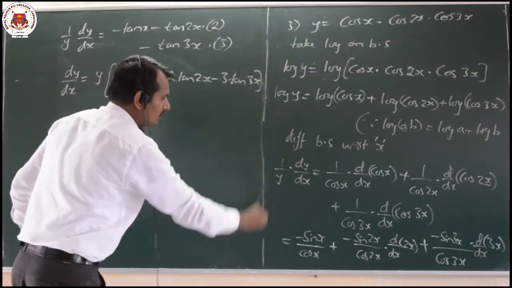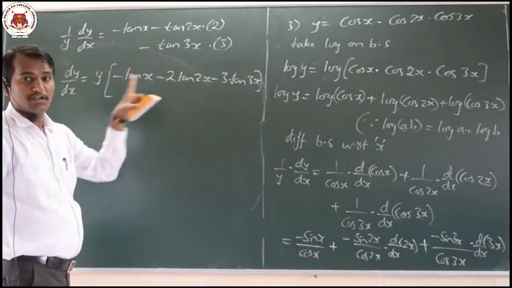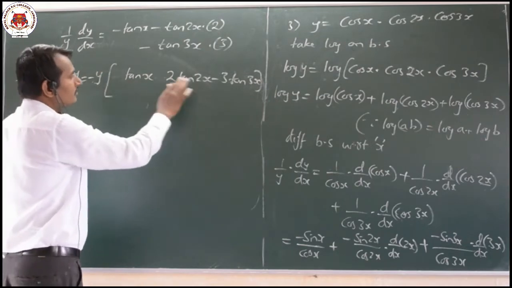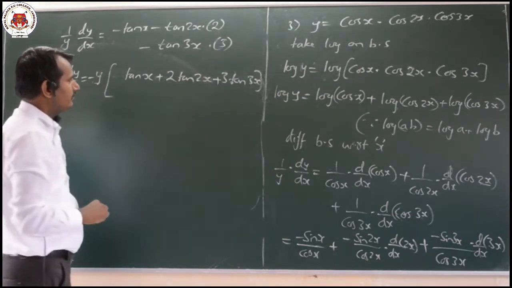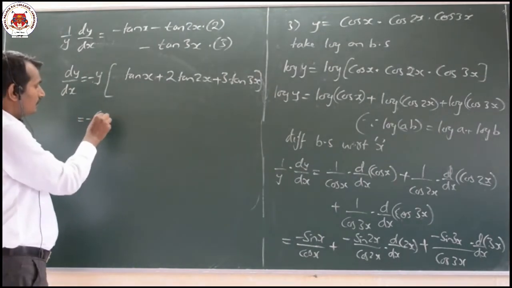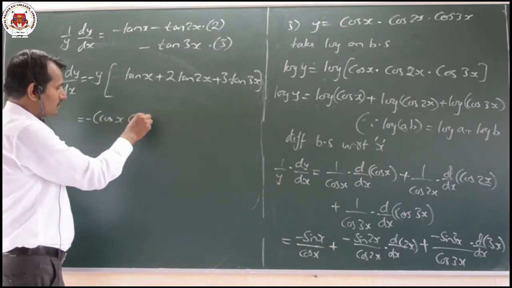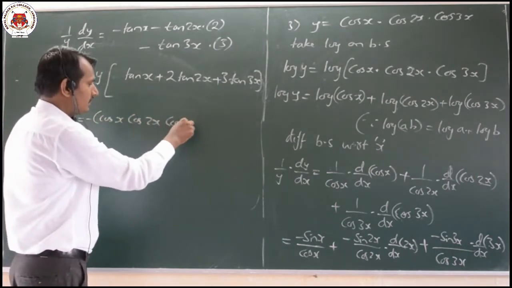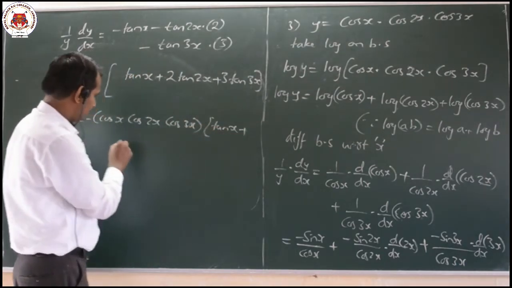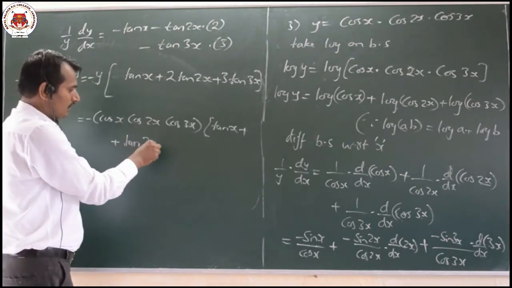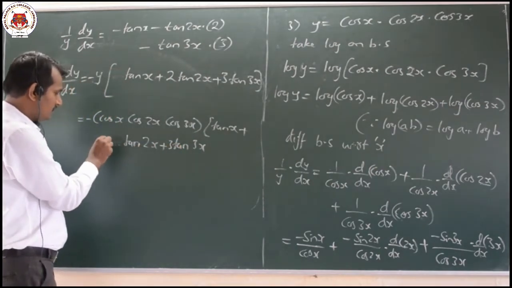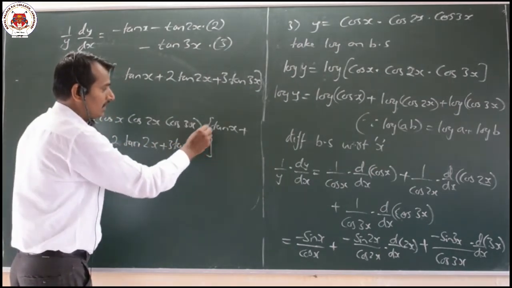Otherwise, directly you can take the minus sign common. So what we get, I can write as minus of, here I will have plus. Now what is the value of y here, that I shall substitute, that is minus of cos x cos 2x cos 3x into what is the value, tan x plus 2 tan 2x plus 3 tan 3x. That is the required result.